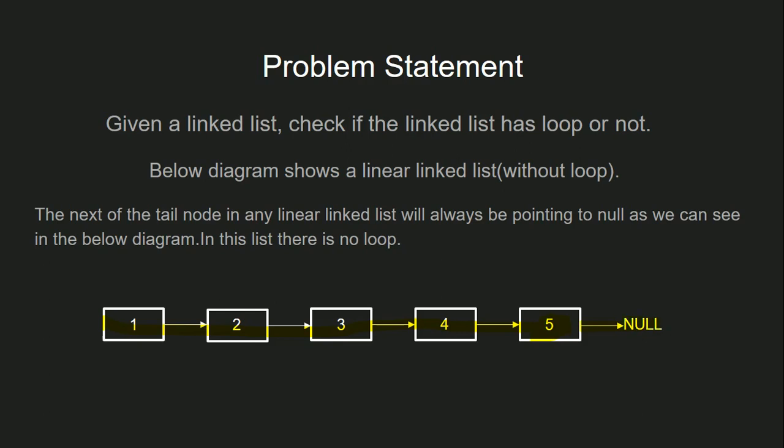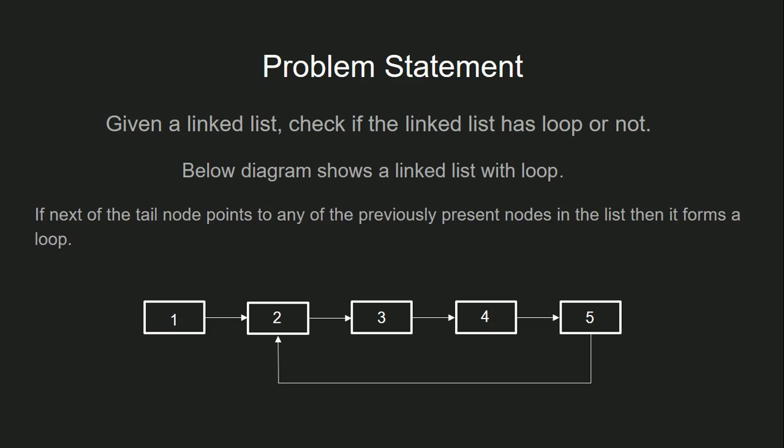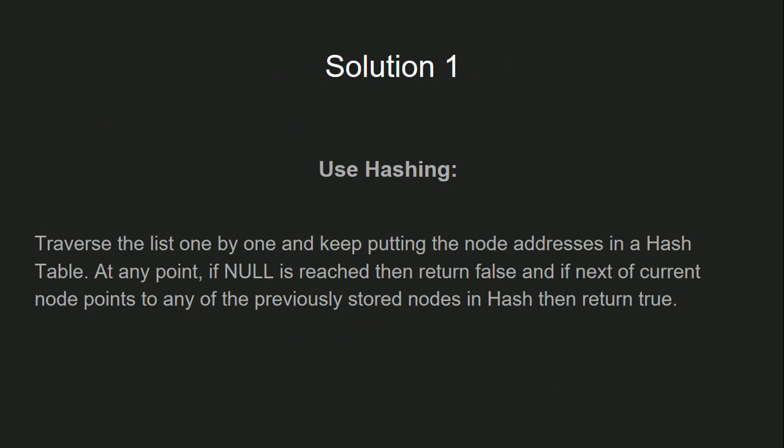So there is no loop. Now in this list we can see, since the next of the tail node, that is 5, points to 2, which is a previous node of this list, it forms this loop and we need to find this loop and return yes if it is found. So let's look at the solutions by which we can solve this problem.